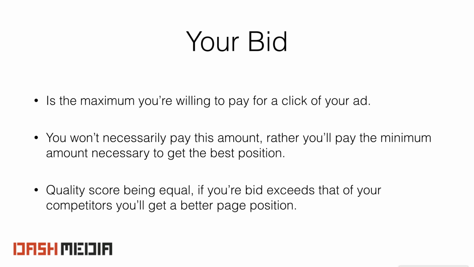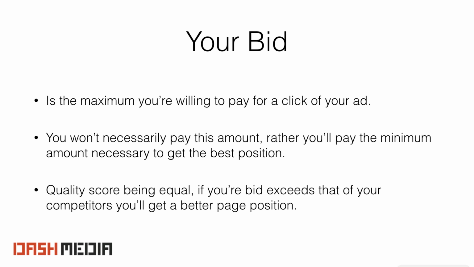So your bid is the maximum that you're willing to pay for a click on your ad. Now, this doesn't necessarily mean that you're going to pay this amount for your click. What will actually happen is that you will pay the minimum amount necessary to get the best position. And this is why different key phrases have different levels of competition, and therefore they also have different prices per click. And this is determined by the number of advertisers who are trying to get that prime position for a particular key phrase.